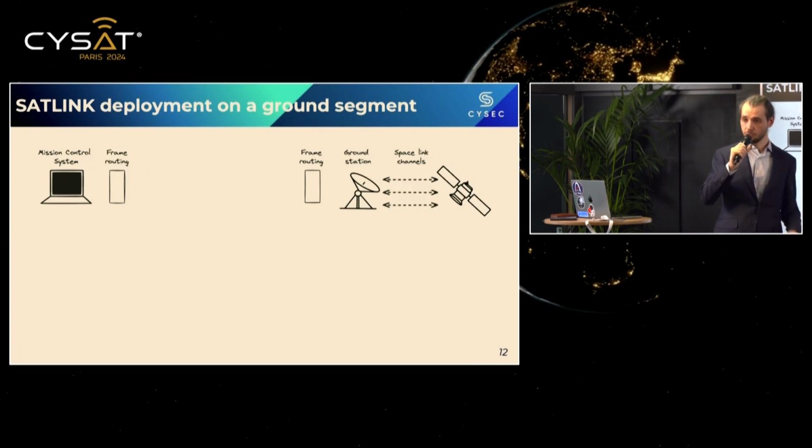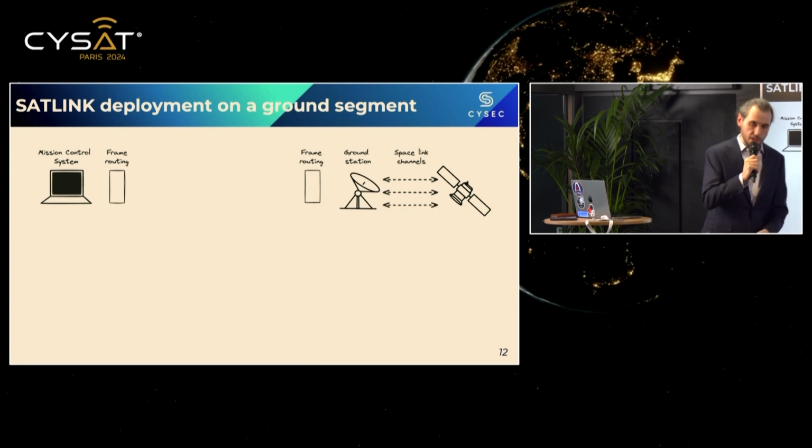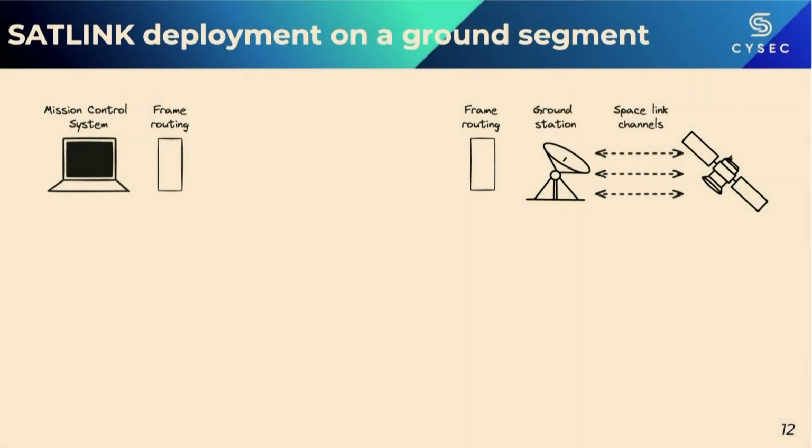So now, in terms of deployment, how does that go? So SATLink Ground is inserted into the ground segment. The way it works usually is, in an oversimplified manner, we have frames being routed from the mission control system all the way to the ground station, which relays packets over radio frequency waves to the satellite.